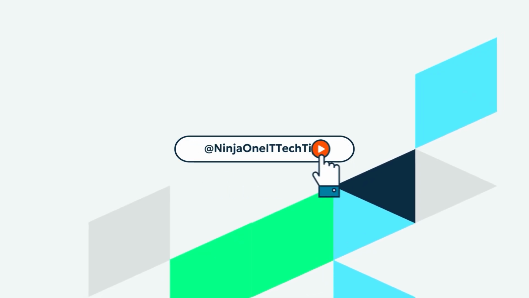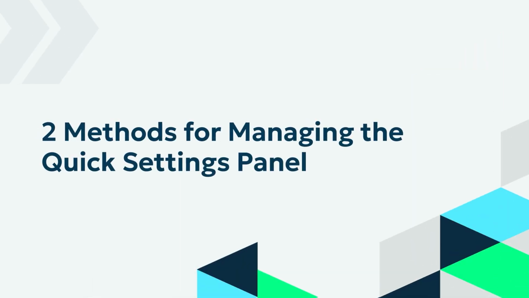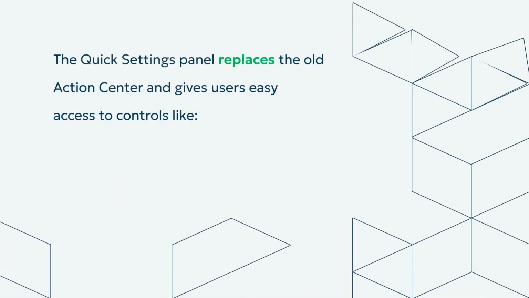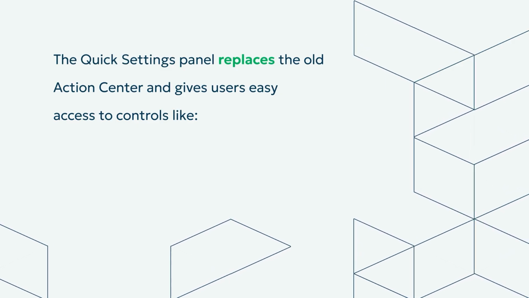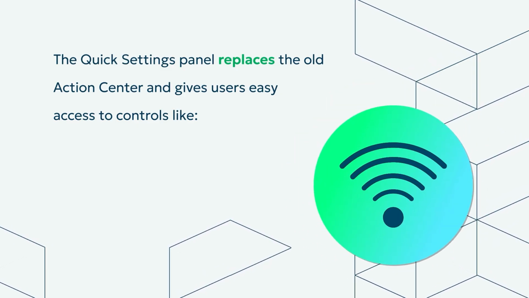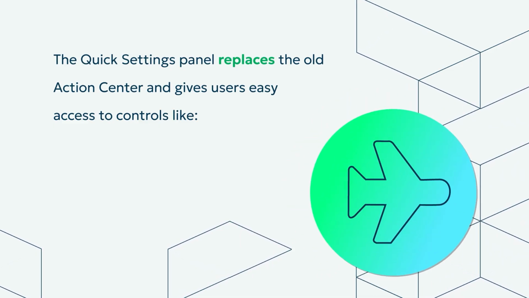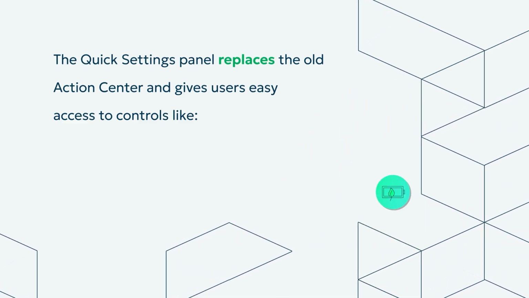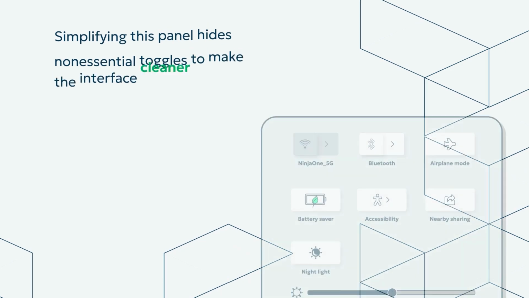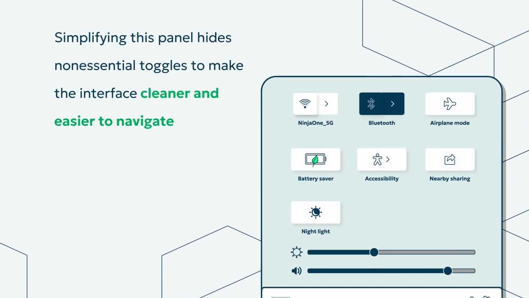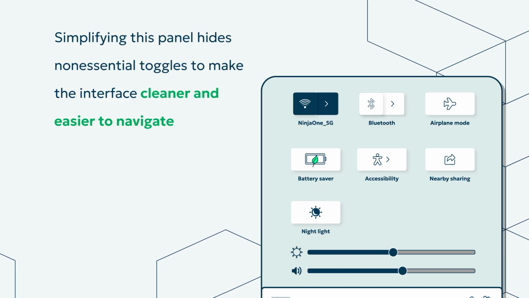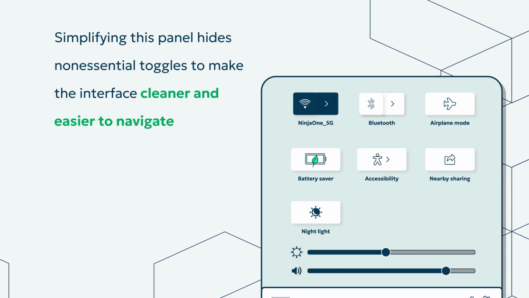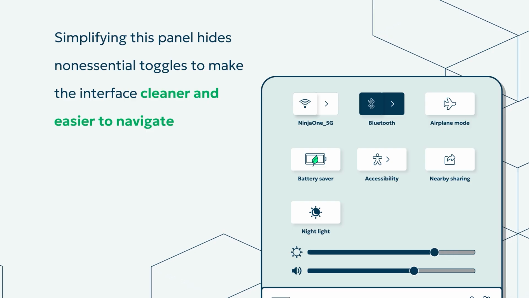Two methods for managing the Quick Settings panel. The Quick Settings panel replaces the old Action Center and gives users easy access to controls like Wi-Fi, Bluetooth, airplane mode, battery saver, and accessibility tools. Simplifying this panel hides non-essential toggles to make the interface cleaner and easier to navigate, especially in environments where end users don't need full access to system settings.